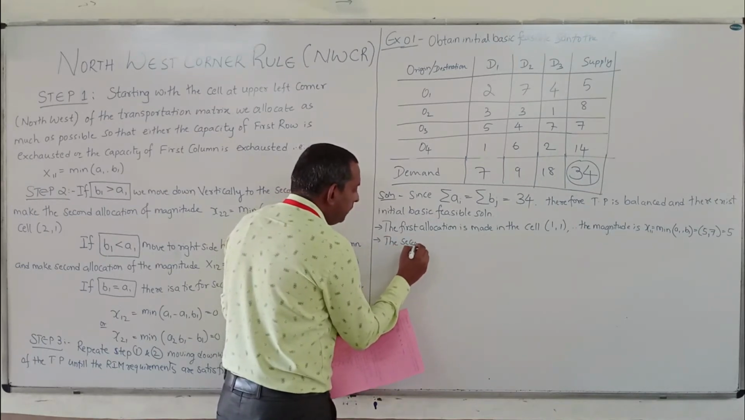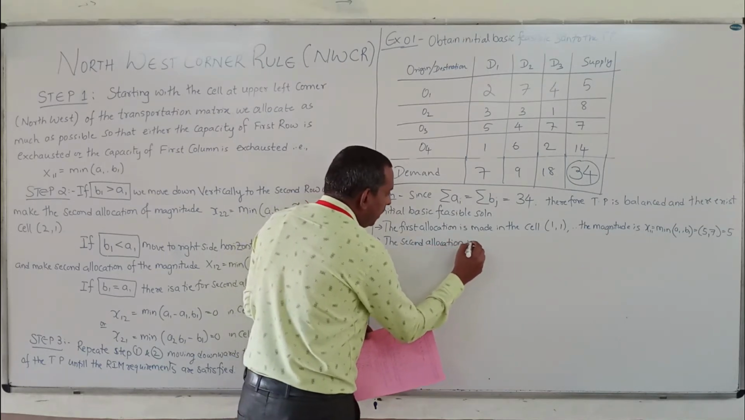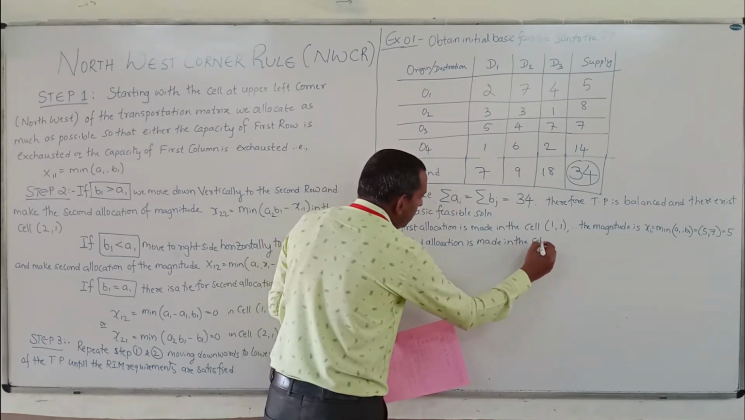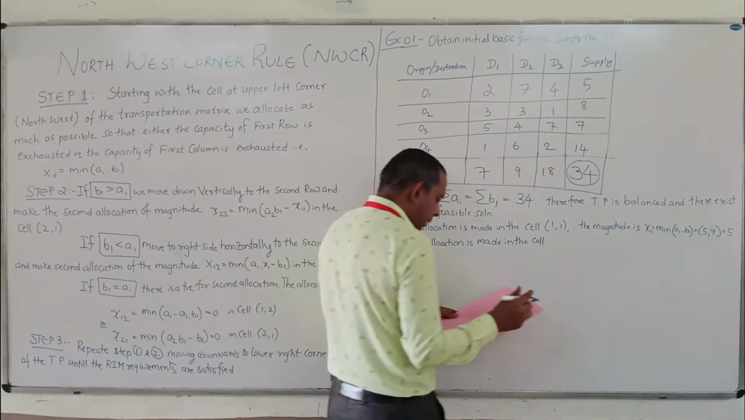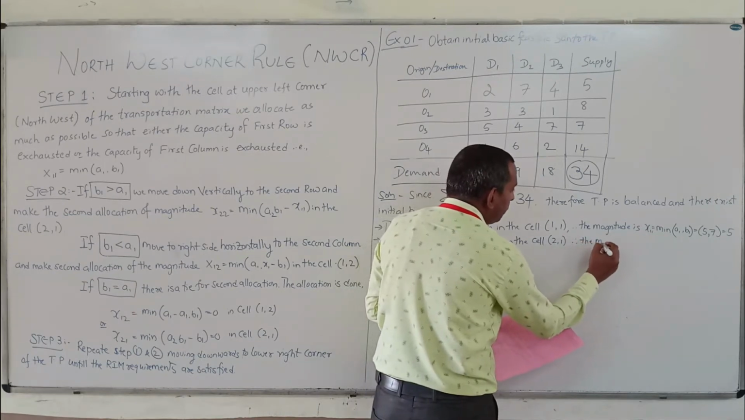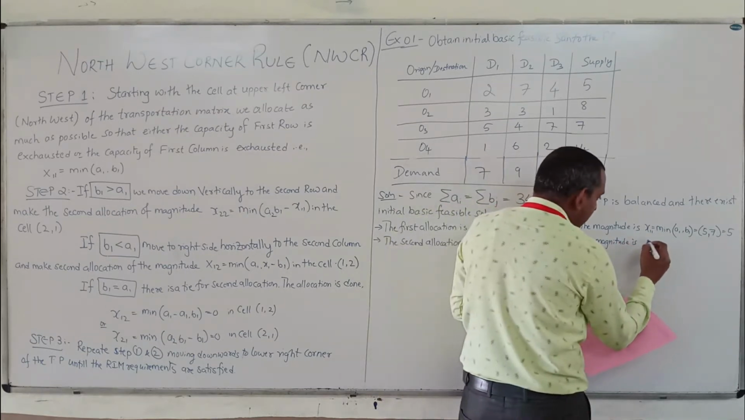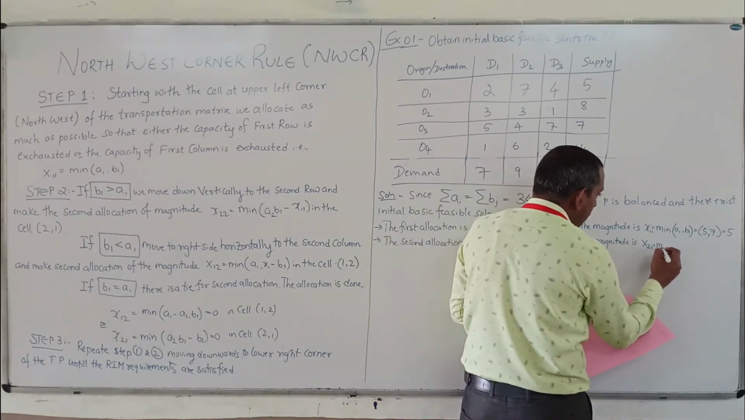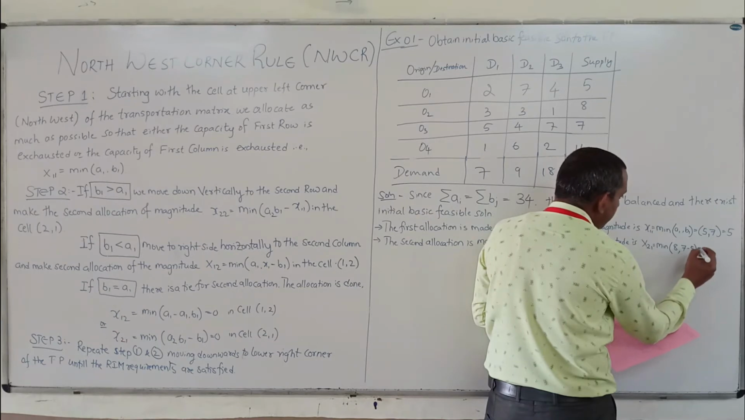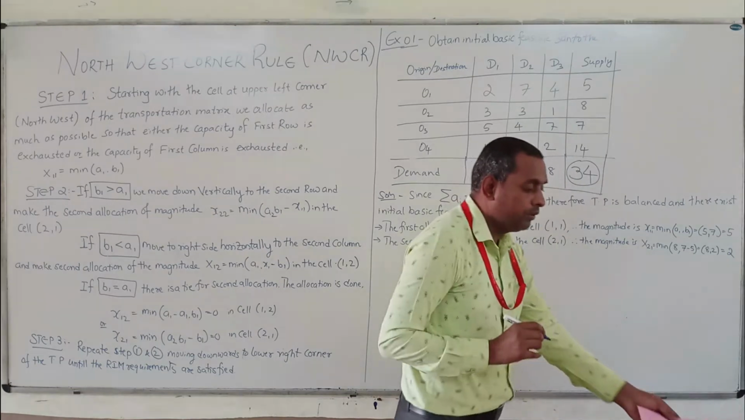The second allocation is made in the cell, which cell are we going to do? Made in cell 2,1. Therefore, the magnitude is what? x21 is equal to the minimum of 8 comma 7 minus 5, that is the minimum of 8 and 2, that is 2. So this is how it is done.